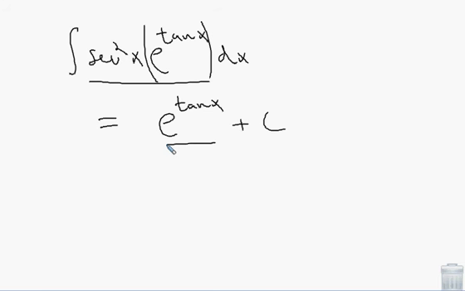Now, this gets a little trickier when there's a constant involved, because the constant is going to come out. If this was like tangent 2x or something, you'd have to divide by 2 and that sort of thing. So be careful with that.